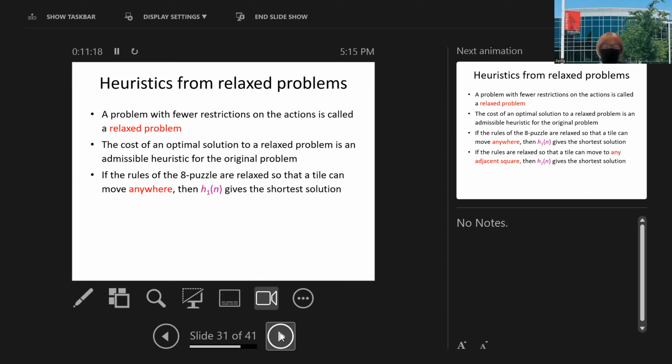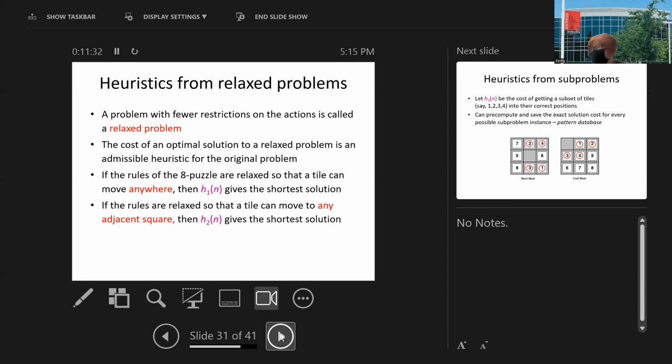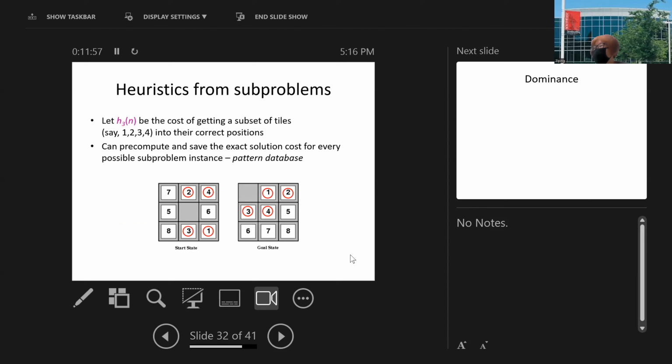So in this case, if the rules of the eight puzzle are relaxed so that a tile can move anywhere, then H1 will definitely give the shortest solution. Same thing for H2. If you take away some restriction so that a tile can move to any adjacent square, not necessarily just Manhattan, so diagonal it can also, then H2 will also give the shortest one.